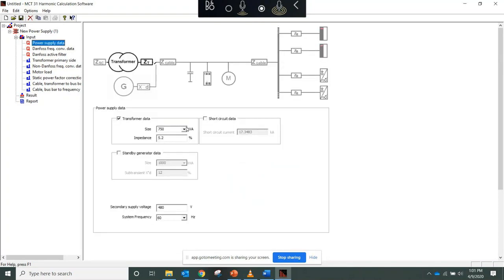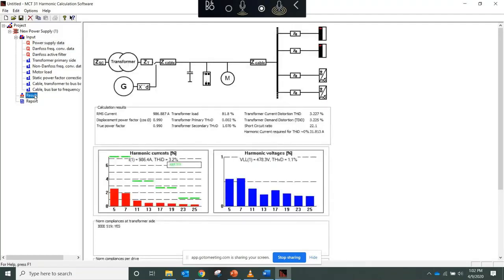You could go back and say, all right, what if it's a 1000 kVA transformer? Everything else remains the same. Now my transformer loading is at 80%. Voltage distortion is at 1.1. Current distortion is 3.2. I'm good to go. And that's a free downloadable system.